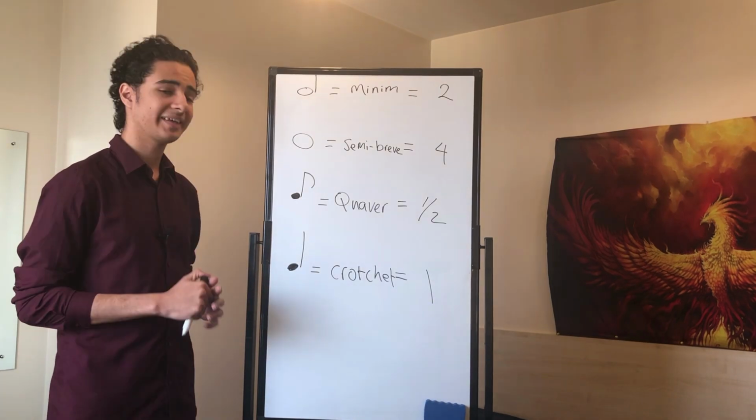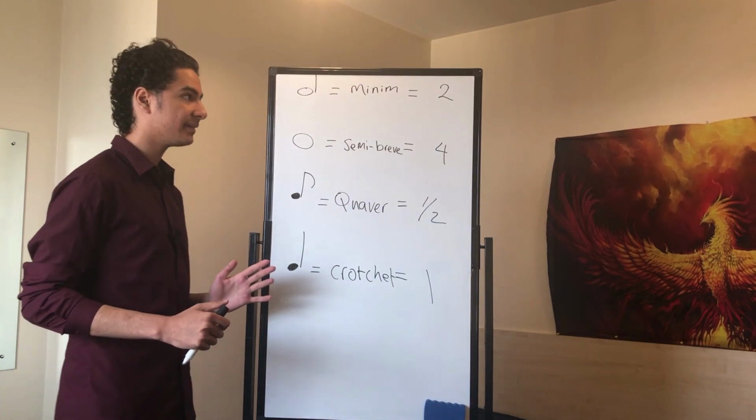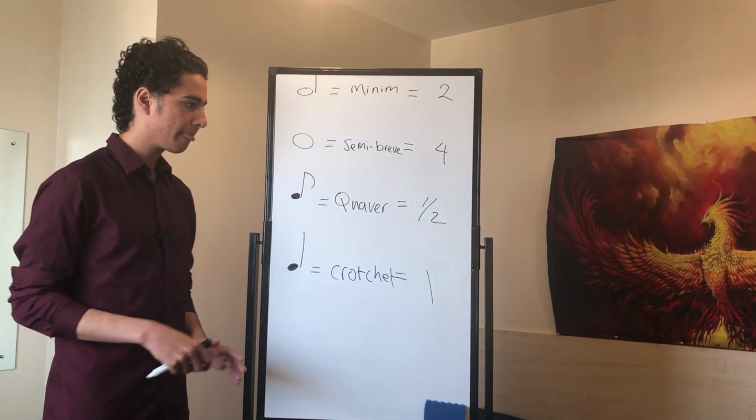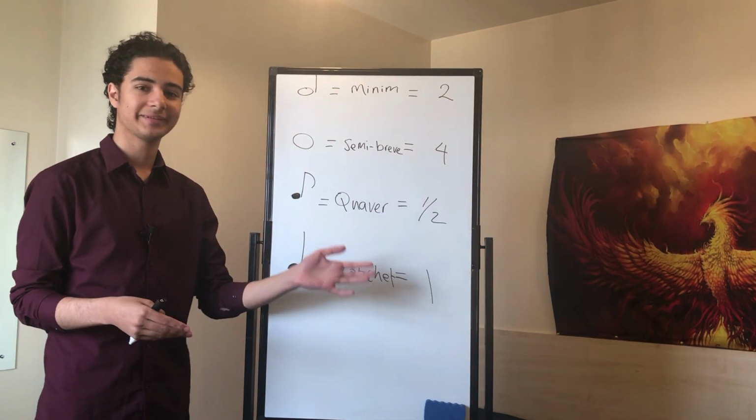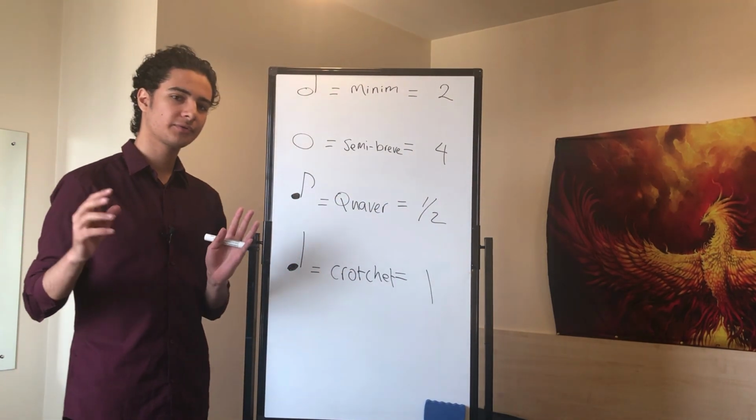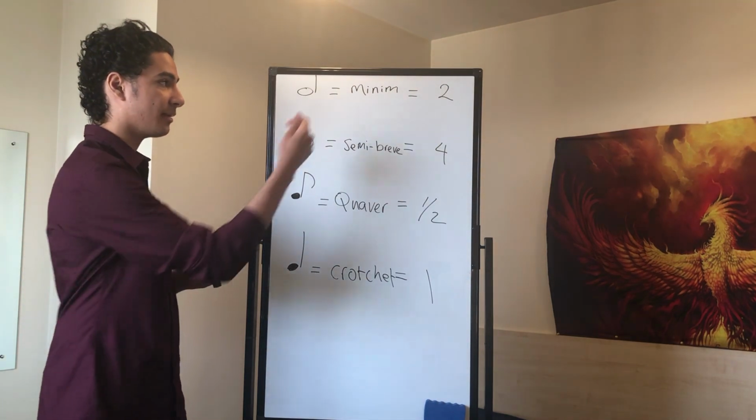Hopefully that made sense. It's really not something massively complicated. It's just a bunch of symbols, some names, and what they each represent in value. So I'm just going to quickly go through the beat counting for these.